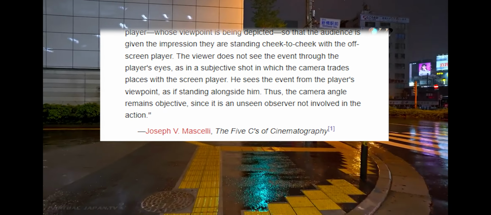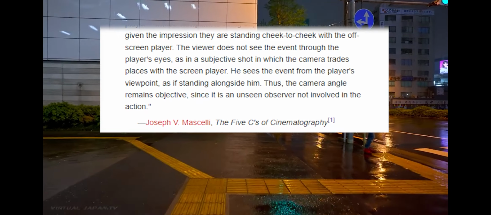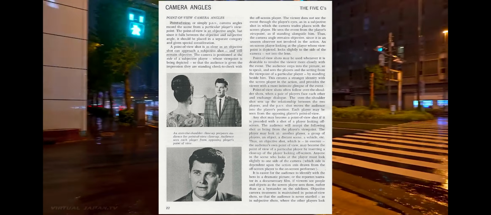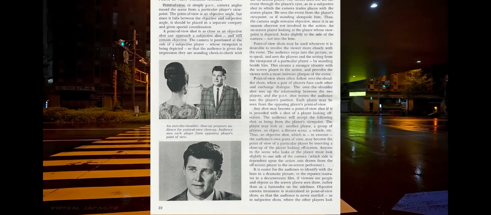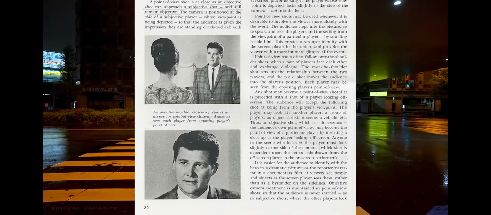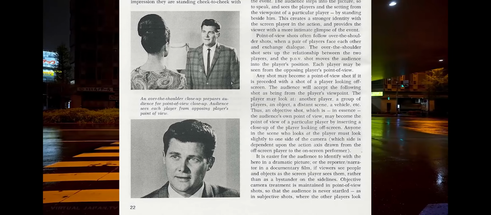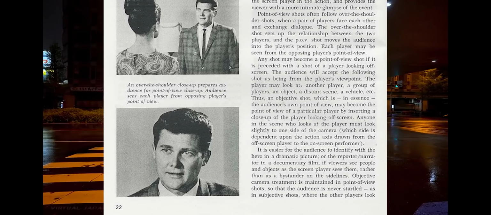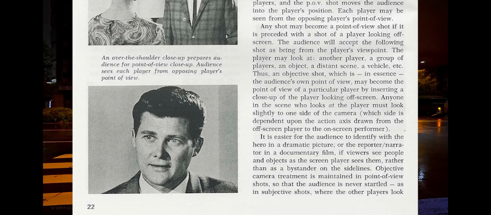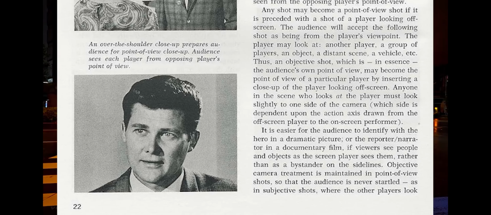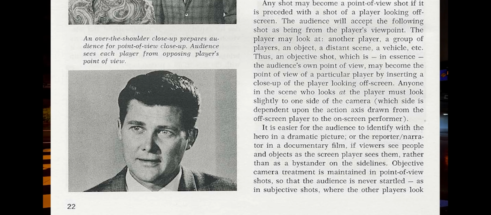Joseph V. Mascheli, The 5 C's of Cinematography. The most important thing about this is that we are experiencing what is genuinely referred to as a POV shot, where we, the viewers, still aren't the center of attention. We're still slightly askew to the action, an outside observer, if you will. You can also see shot reverse shot for what this looks like in practical application.